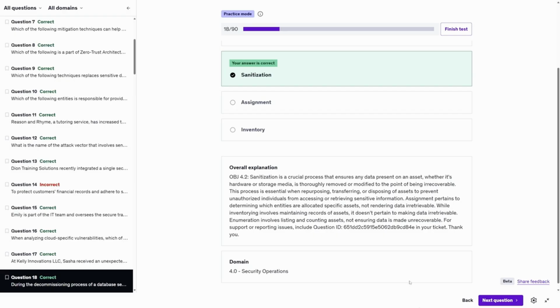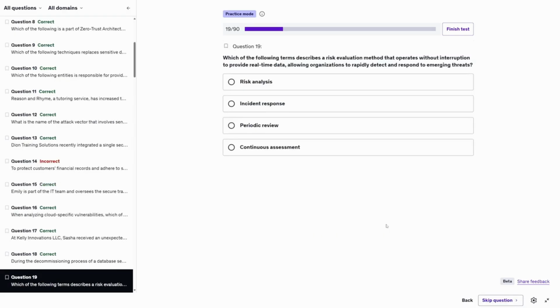All right, let's move on to the next question. Which of the following terms describes a risk evaluation method that operates without interruption to provide real-time data, allowing organizations to rapidly detect and respond to emerging threats?